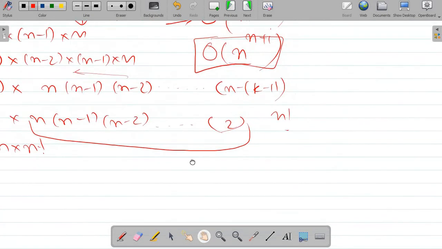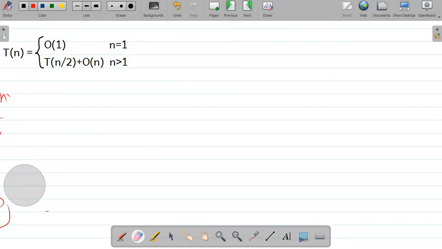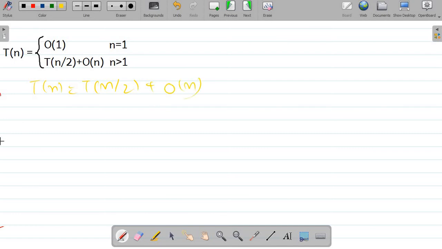Now let's see the next question. Now in this question, what we see is that my n is getting divided by 2 in every step. So the first step that we have is Tn is equals to Tn by 2 plus order of n.